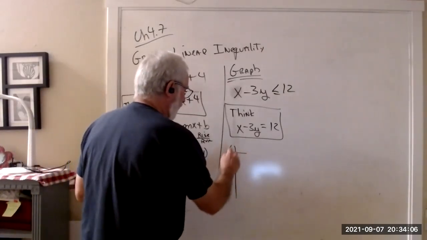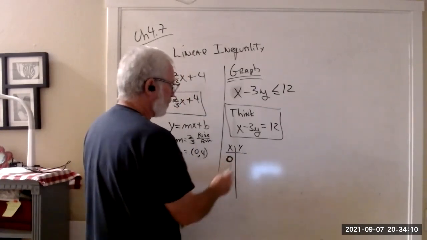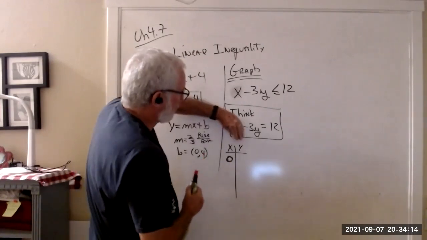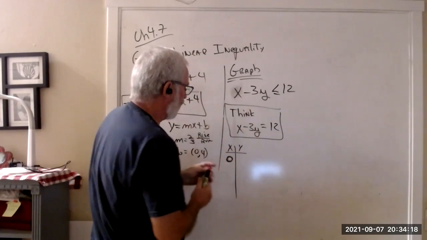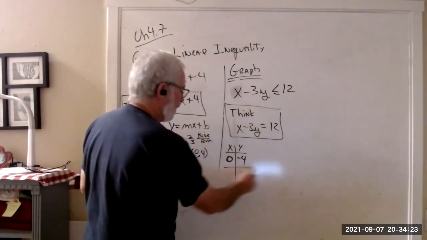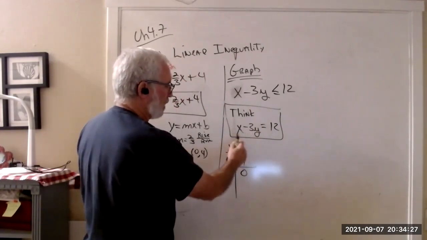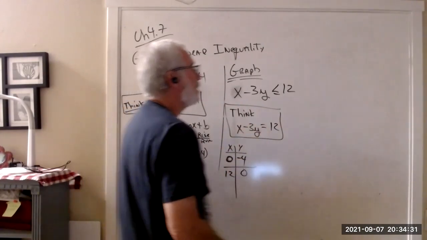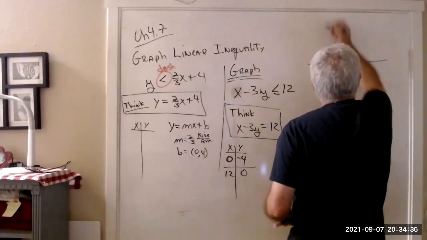Build a table of values, x, y. If x is 0, then this part of the problem drops out because that's 0. That solves y is -4. If y is 0, then the middle part drops out and x is 12. Think about how fast this would be if I actually wasn't talking.